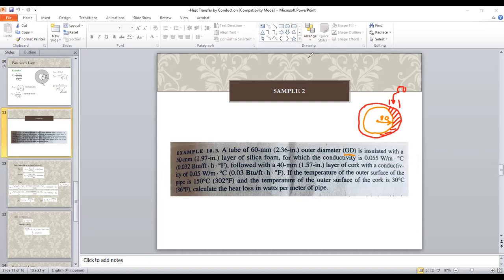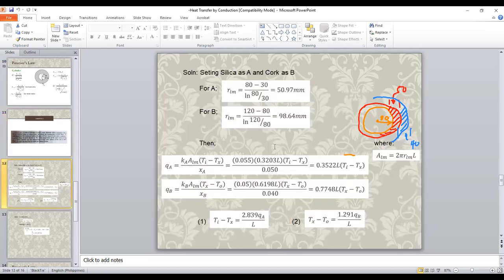I'll just draw, class, this one here so that I don't have to draw a perfect circle. So you have this one. This is your cork. This is another 40. So your 80 plus 40, that's 120. If you go back to our next slide, you have here 120.